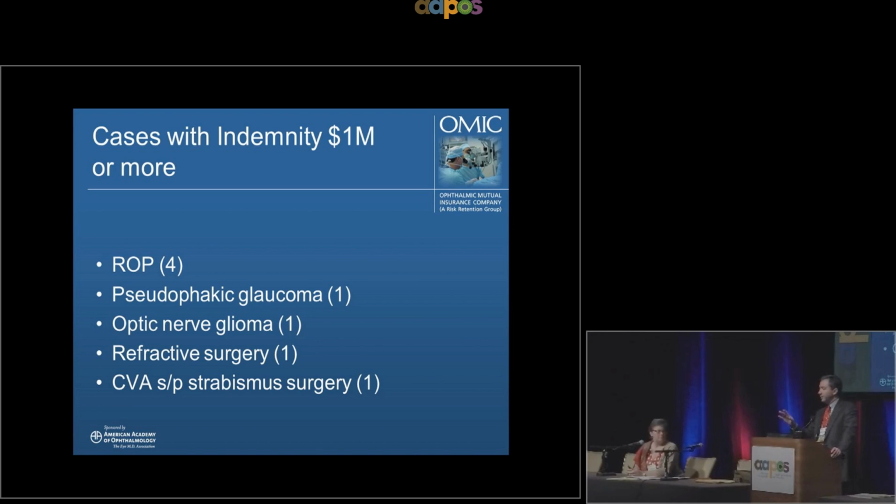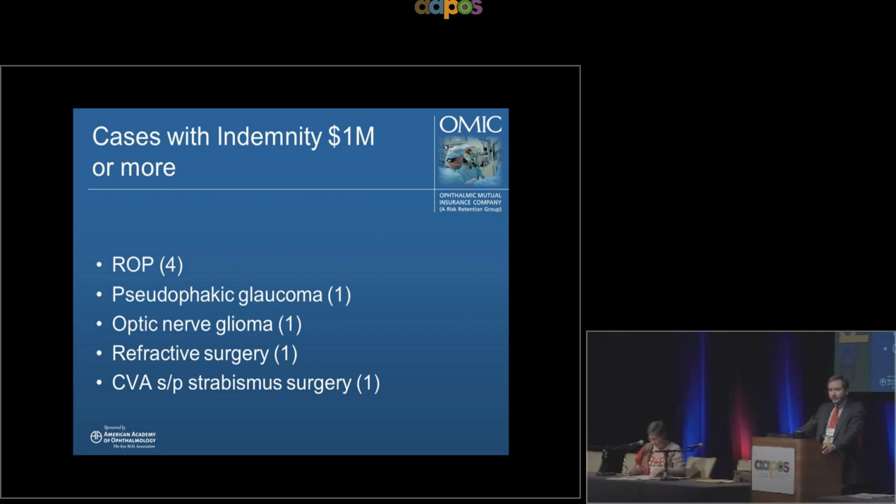The mean for pediatrics is 470. The mean for Omic as a whole organization is 120. So our severity is higher than the rest of the organization. And we're hoping to leave time at the end for questions, but if you don't mind waiting, that would work out better.